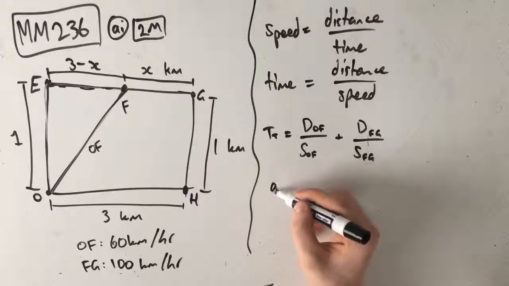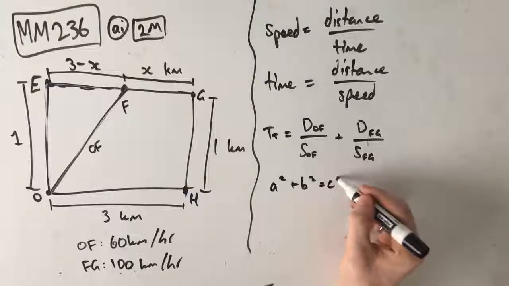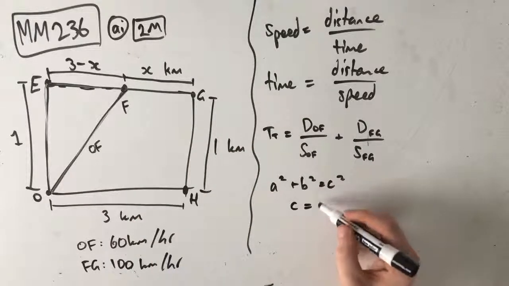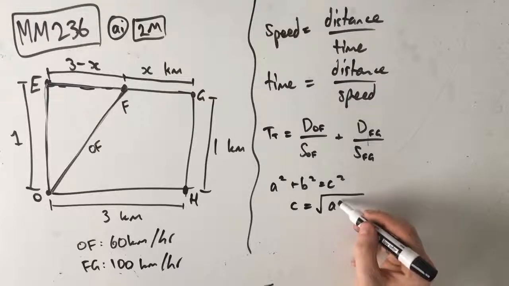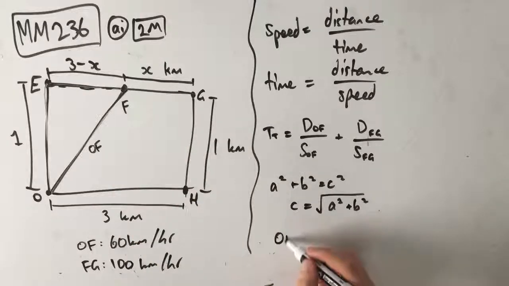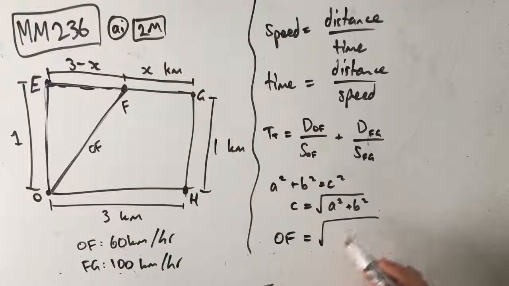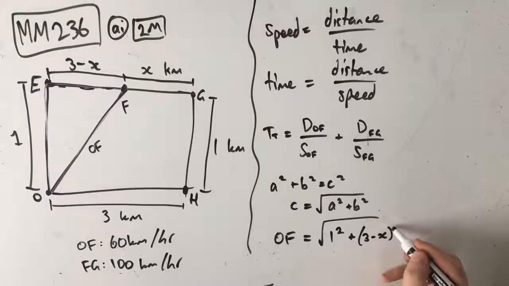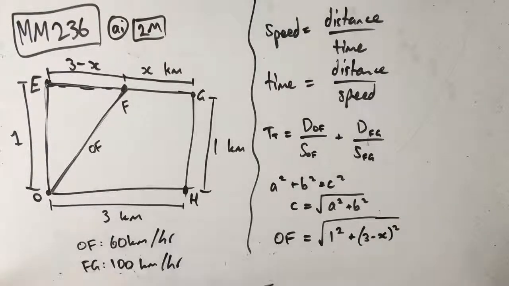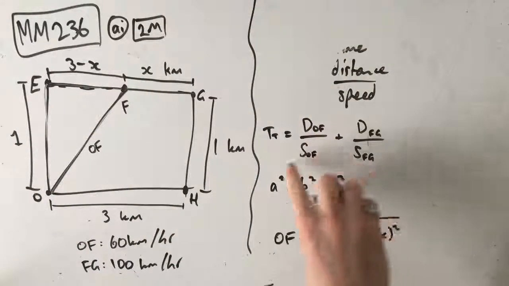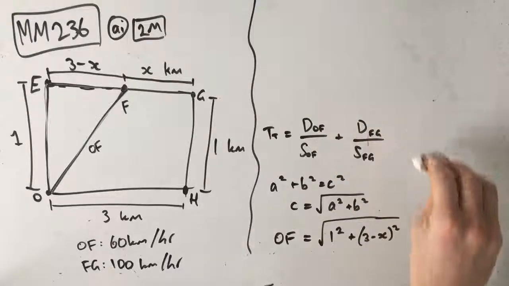So according to our Pythag, a squared plus b squared equals c squared, which means that, actually, you know what, I'm just going to rearrange this, which means that c is equal to the square root of a squared plus b squared, where our c is equal to OF in this case. So OF equals the square root of a squared, so 1 squared, plus b squared, which is 3 take x, squared. Cool. Awesome. So from here, I'm just going to get rid of this. So just keep in mind this total distance formula. Actually, I'm going to leave that there just because it is quite important.